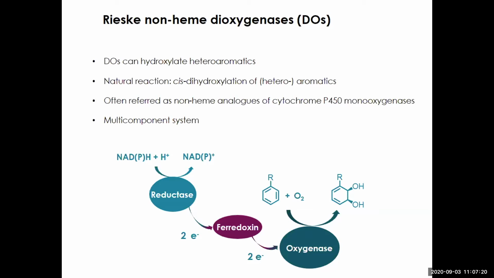They are a multi-component system consisting of three parts: the reductase, the ferredoxin, and the oxygenase. The reductase, which oxidizes NADH or NADPH, transfers the electrons to the ferredoxin, which shuttles them then further to the oxygenase, which is incorporating molecular oxygen into an aromatic moiety, yielding these quite interesting cis dihydrodiene diols.